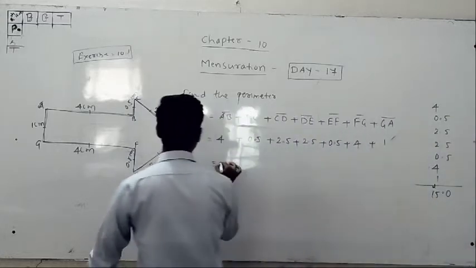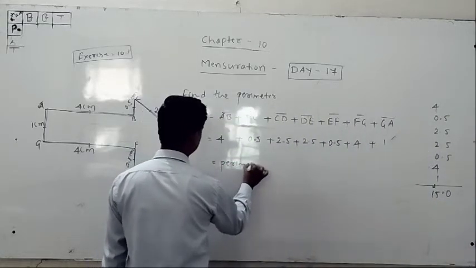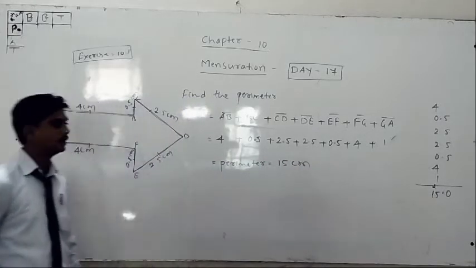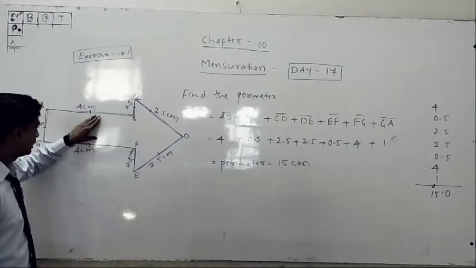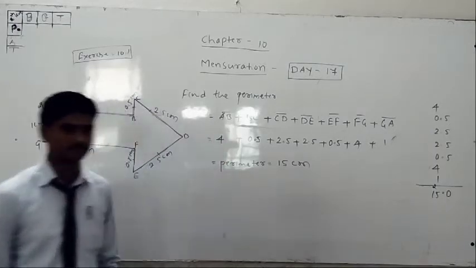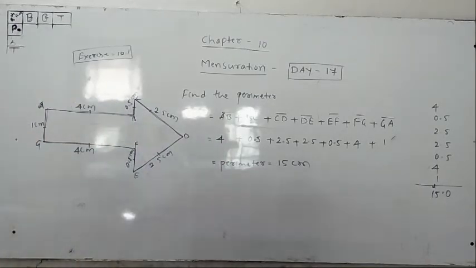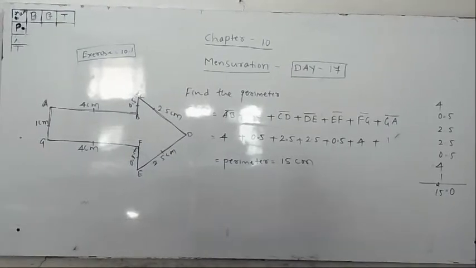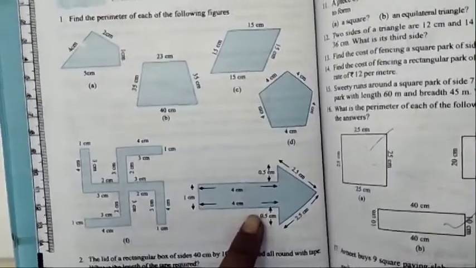Then the total distance, the perimeter, is equal to 15 centimeter. This is the final answer. Okay, all of you first draw this figure correctly, then afterwards write the answer. Write it down first. I hope all of you solved this problem. I solved this critical one, and the remaining 1, 2, 3, 4 you have to solve on your own.